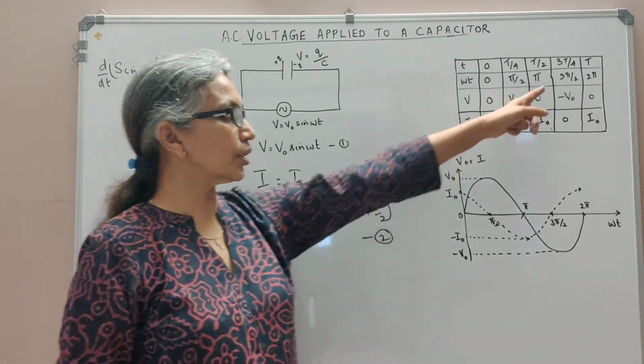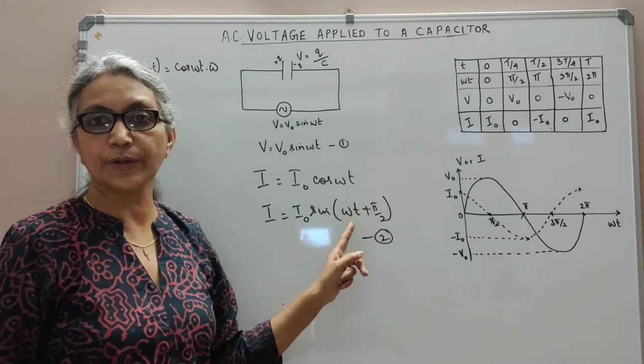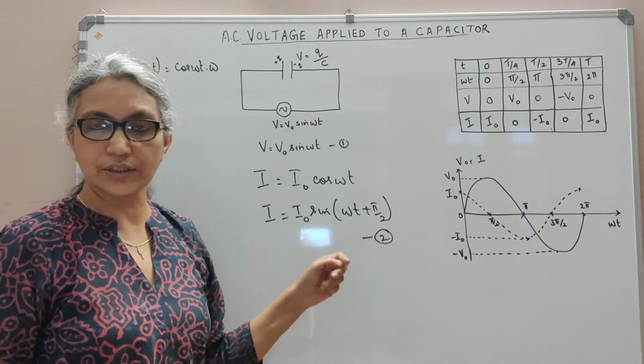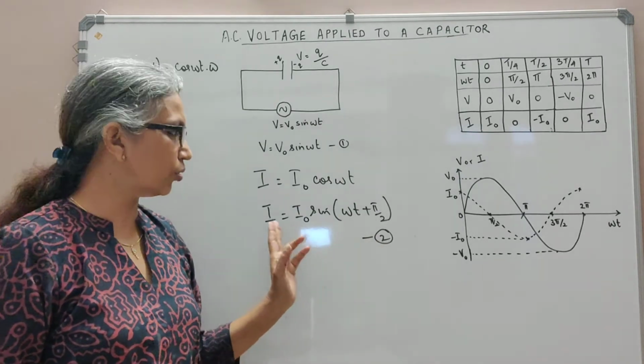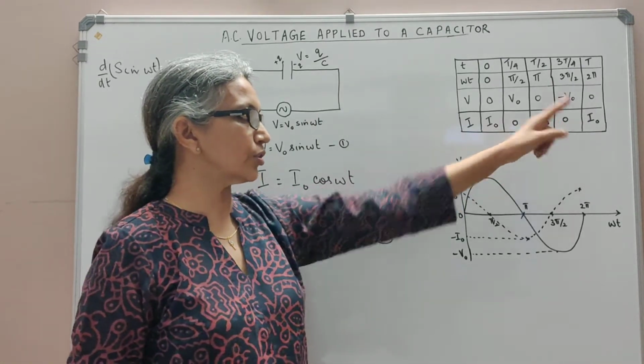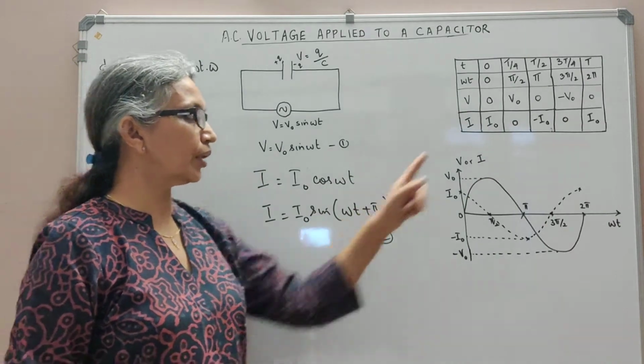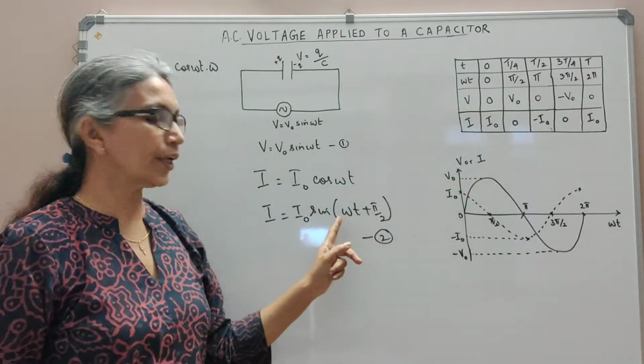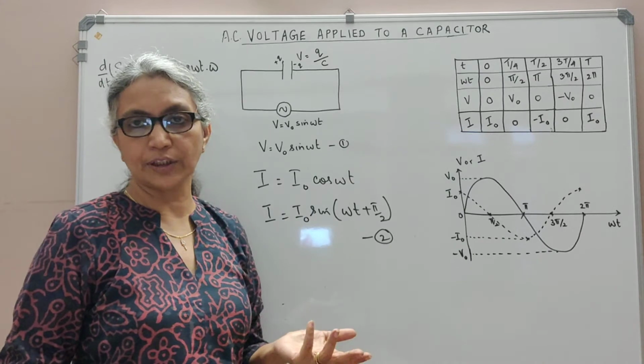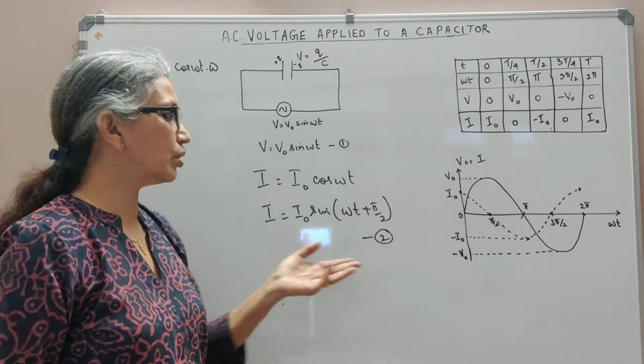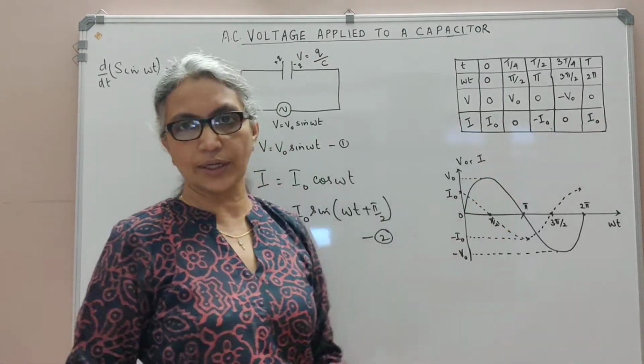Next one we substitute is 3 pi by 2. So 3 pi by 2 plus pi by 2 is 4 pi by 2. That's 2 pi. Sin 2 pi is 0. So we have the current reducing to 0. And then we substitute omega t as 2 pi. So 2 pi plus pi by 2 will give you 5 pi by 2, which is again plus 1. So we have back to maximum value I0.